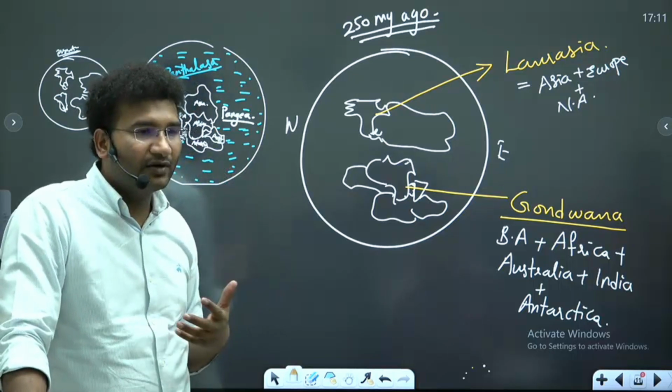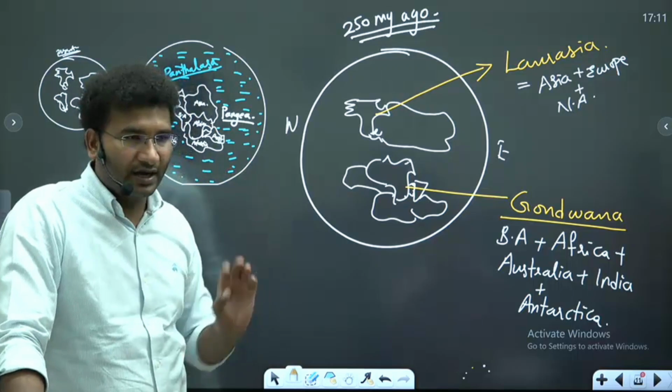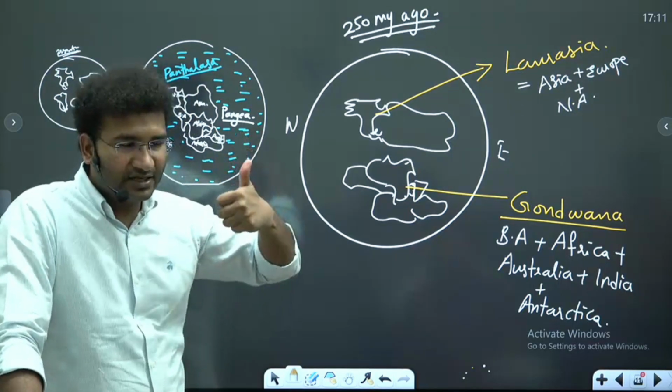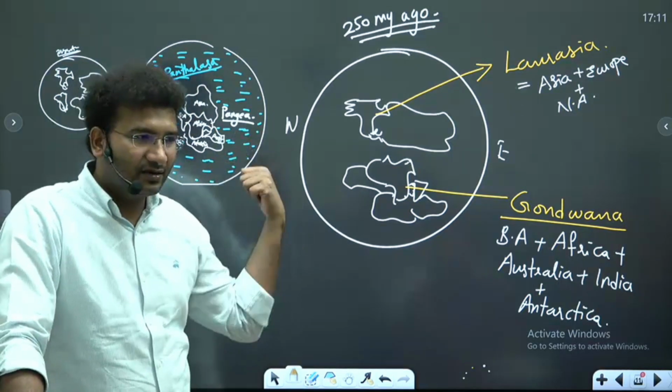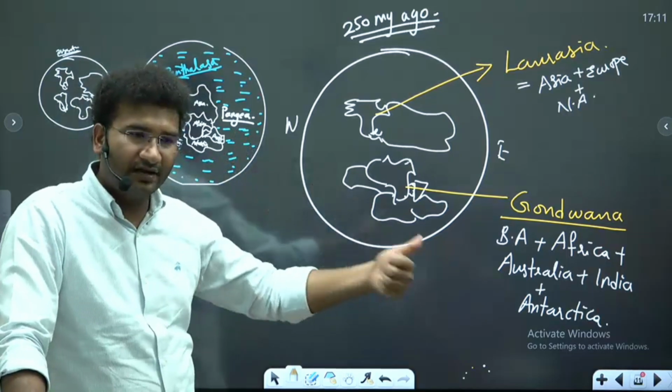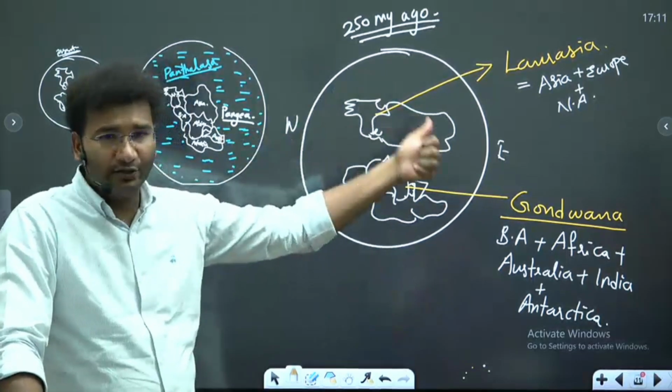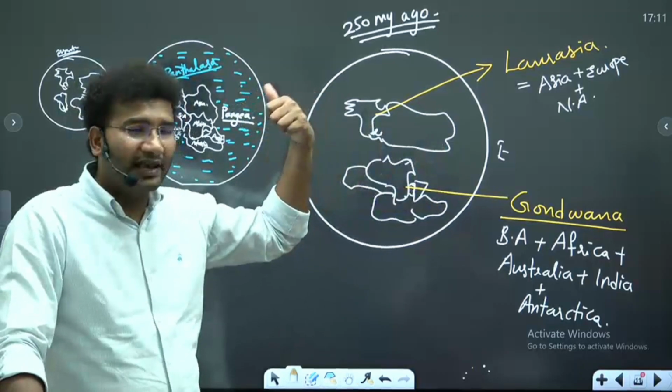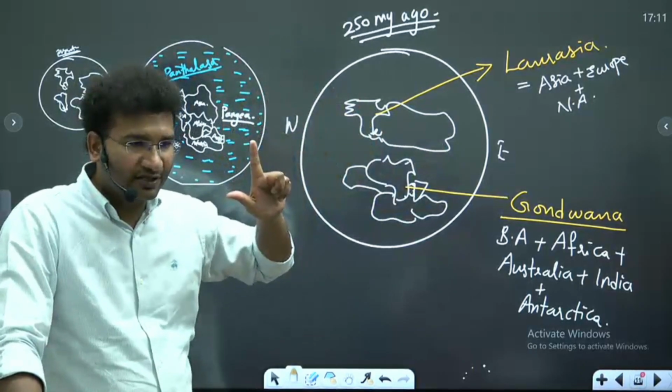He has multiple opinions on every aspect, but the explanations which he gave, that was false. But whatever evidences he gave, they were true. And he gave 5 evidences. The first one is jigsaw fitting. That is South America and Africa, North America and Europe. For that, he used Caledonian Mountains and Hercynian Mountains.